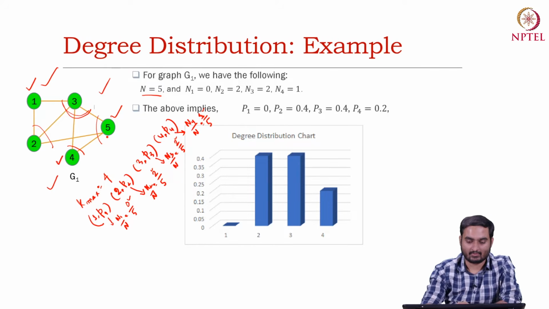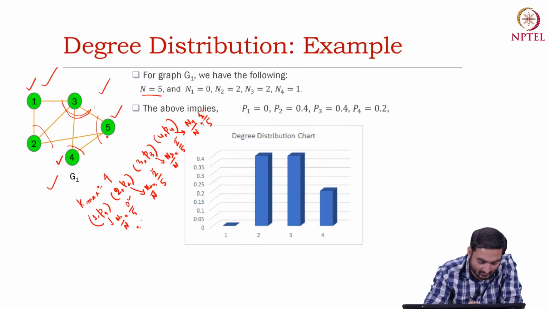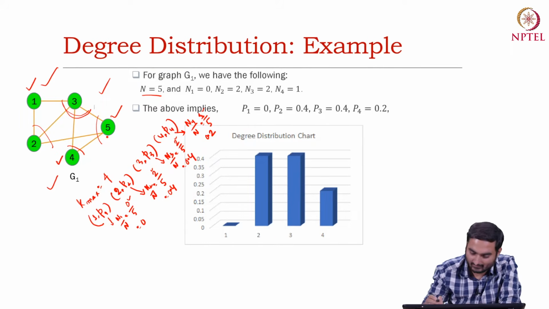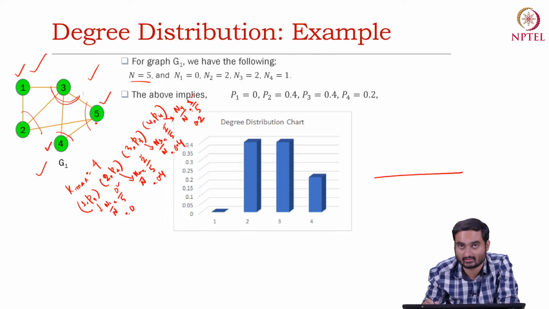Okay. So once we get this quantity, P1 is 0, P2 is 2 by 5, right, 0.4, P3 is also 0.4, and P4 is 0.2. So then we can easily plot this. As you see here, this is the distribution, a discrete distribution. So you have 0, 1, 2, 3 and 4. There is nothing corresponding to 0. There is 0.4, so let's say this is 0.4. So this is a bar graph, right?